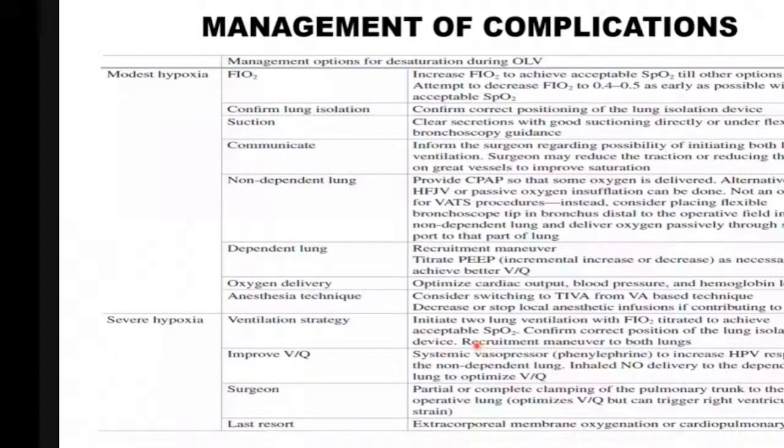Then, how do we improve this perfusion? We can use the vasopressor. We can use the nitric oxide. It can be communicated, and there can be partial or complete clamping of the pulmonary trunk by the surgeon. And if nothing works, as the last resort, we can turn to extracorporeal membrane oxygenation and cardiopulmonary bypass.